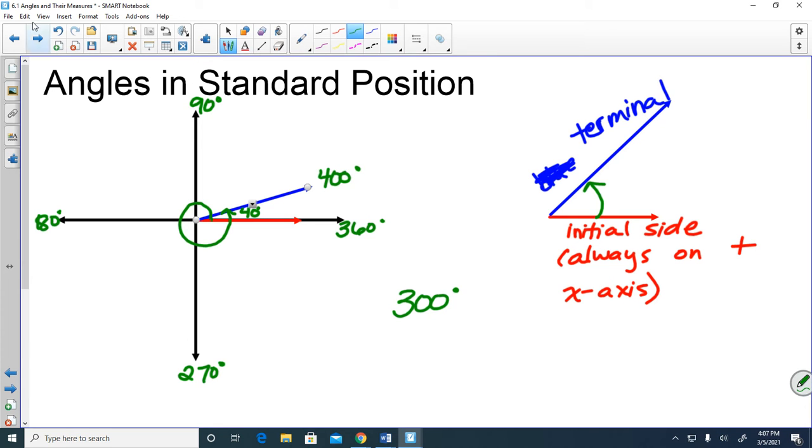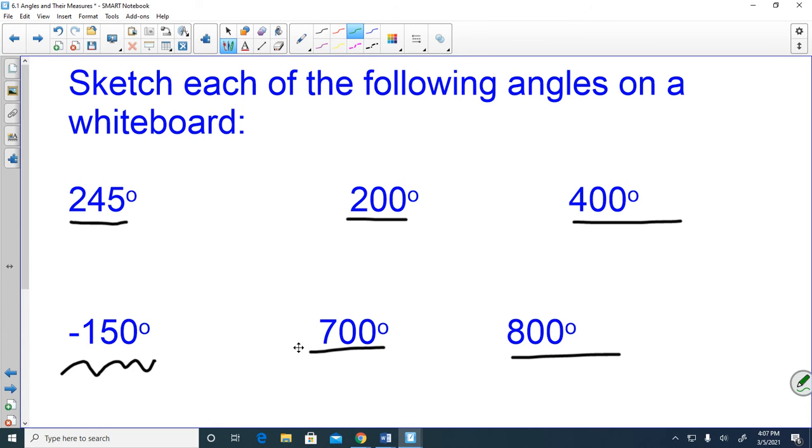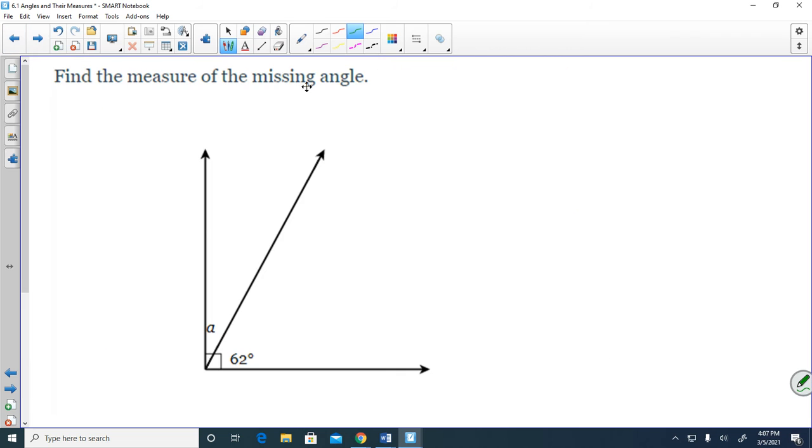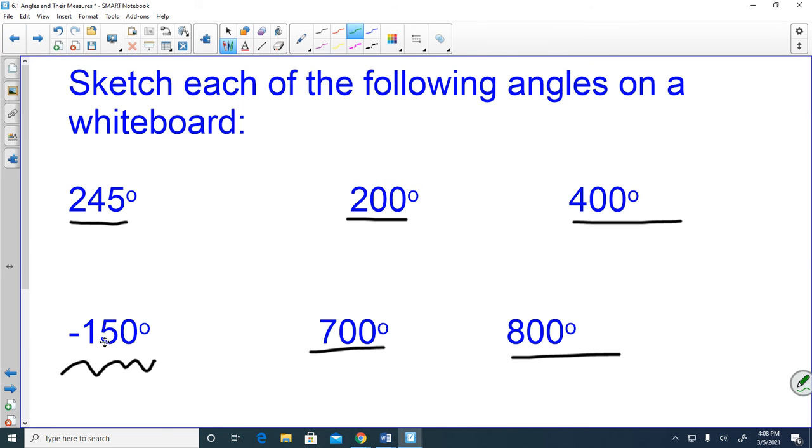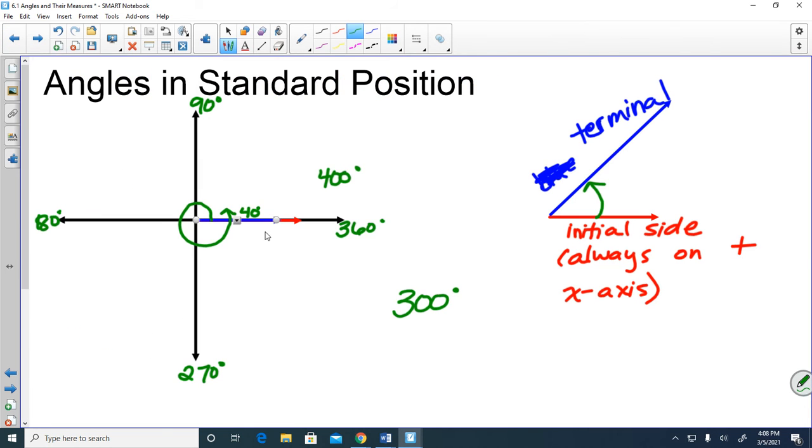So if I were to draw, let's see, what are some examples here? Like a 700-degree angle, I would just keep going until I got to 700 degrees. And I can go as many times around the circle as I want for positive angles. But also notice I was talking about negative angles. Well, for positive angles, when you start to draw the angle, you always go in the same direction. Positive angles start on the positive x-axis and they go up, right?